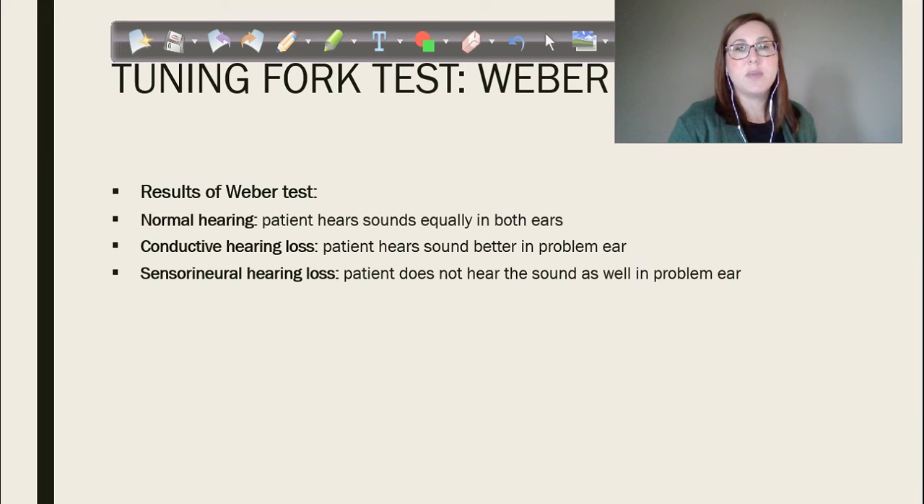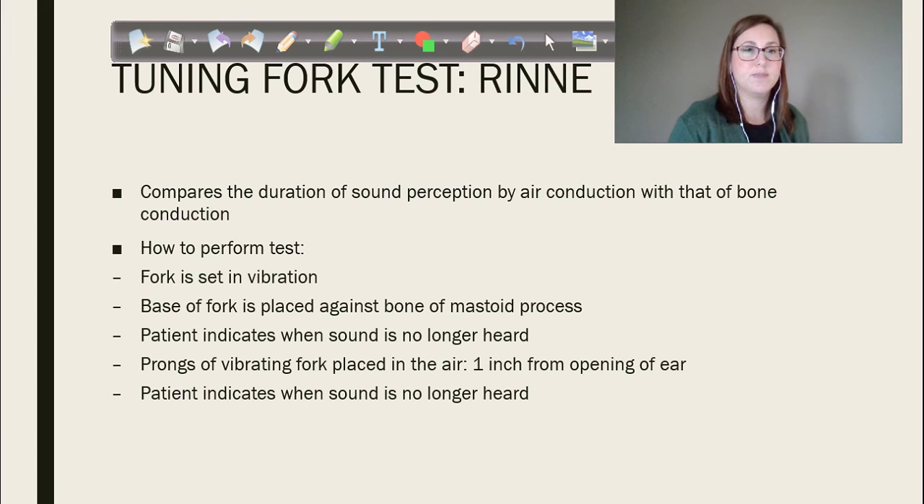So normal hearing, the patient hears the sound equally in both ears when you administer this test. If it's conductive, they hear the sound better in the ear that's causing the problem. If it's sensorineural, the patient doesn't hear sound as well in the problem ear. So it's kind of backwards for that.